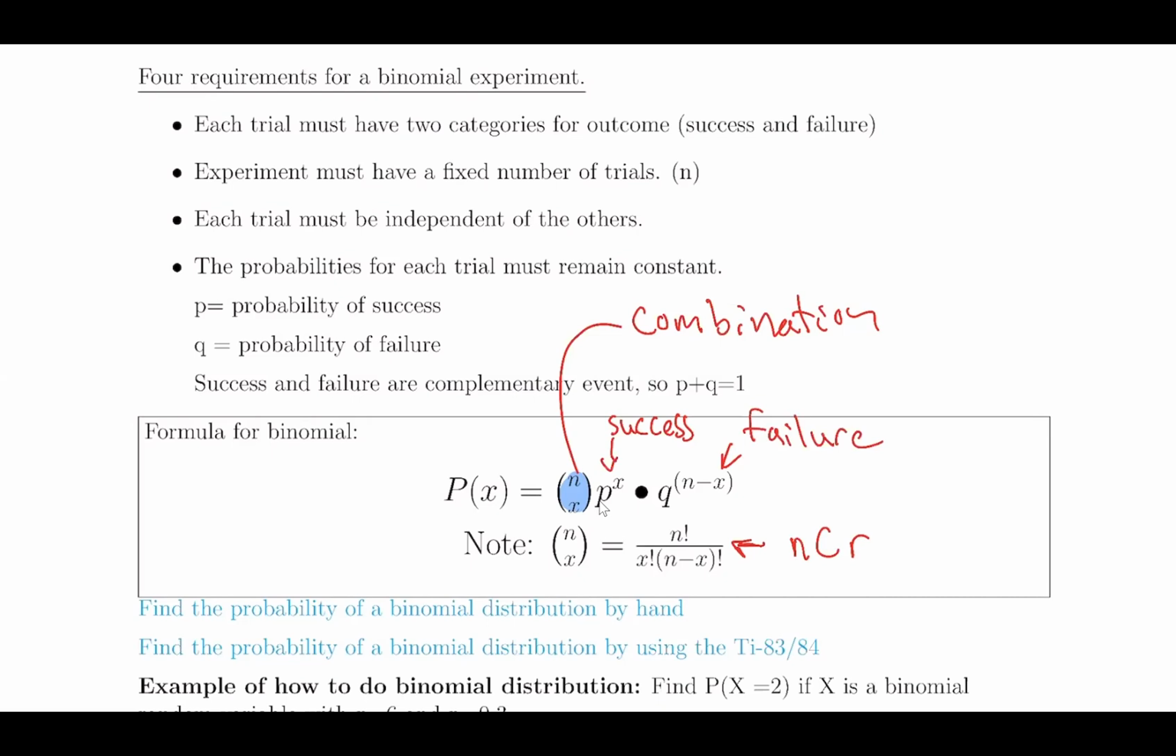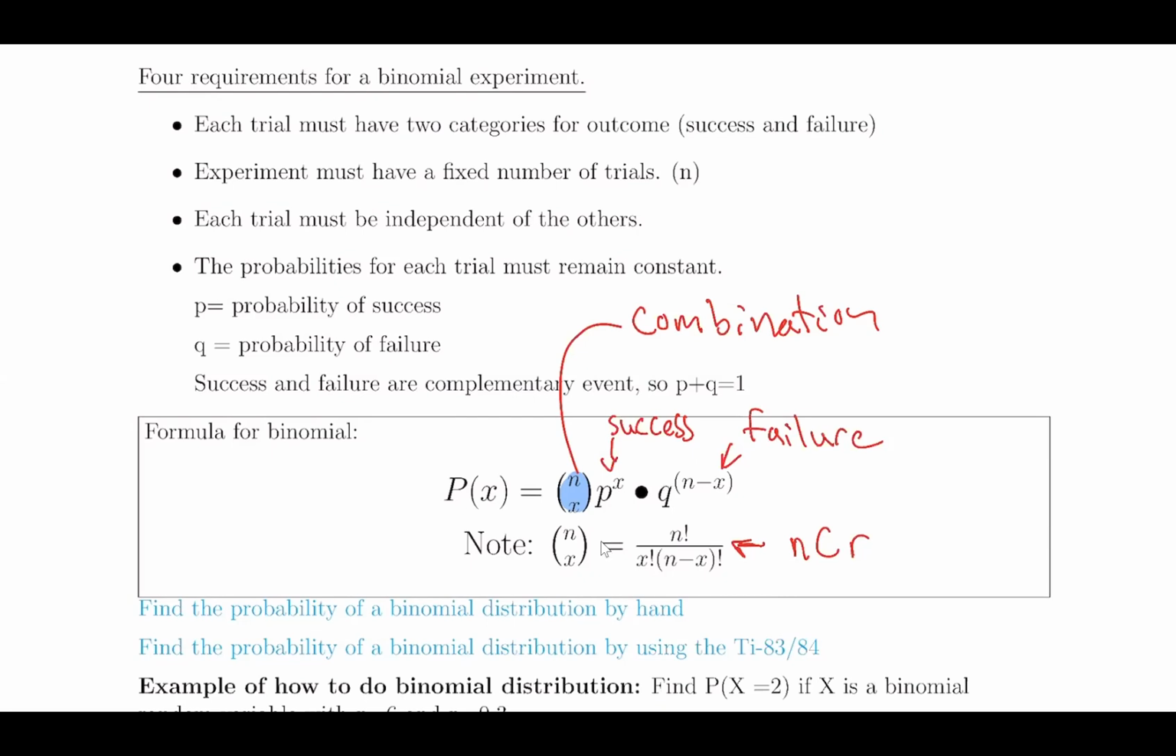Whenever we're doing p to the x power, the p represents the probability of success. X represents how many successes I want. So if I want there to be 3 successes, x will equal 3. Q represents the probability of failure. N minus X represents how many total failures I want. One thing you have to know: if I do X plus N minus X, that should always add up to how many trials we have, because if you do X plus N minus X, that will always leave N by itself.